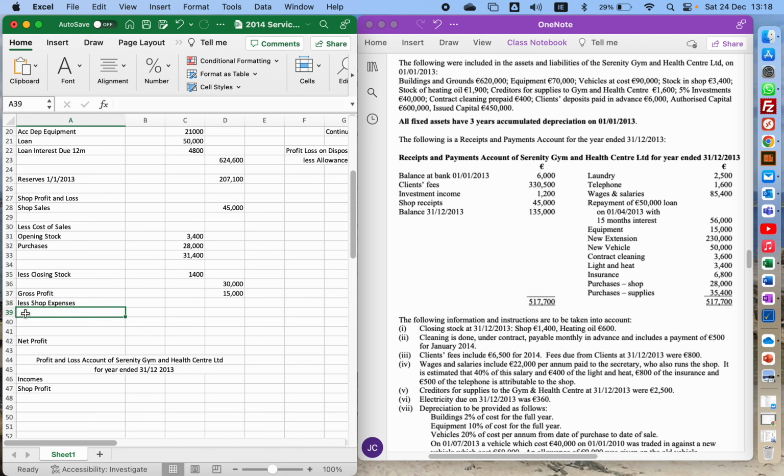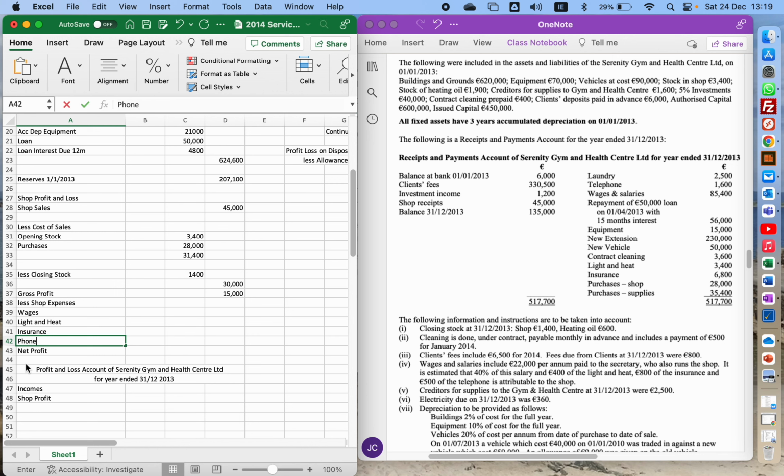So I'm going to put all of those numbers in. So we have wages. Where is it? Light and heat. Insurance. And phone. So we've got 500 for the phone. Light and heat is 800. And where is it now? 800 insurance, yeah. And 400 light and heat.